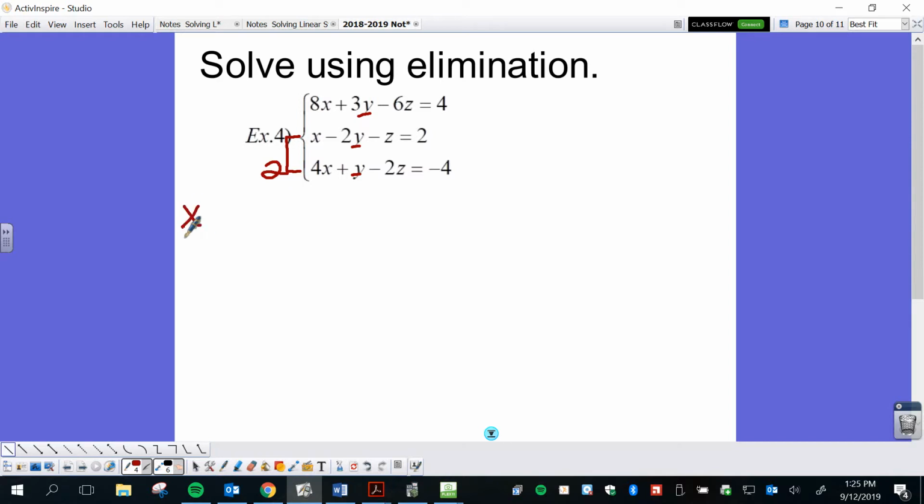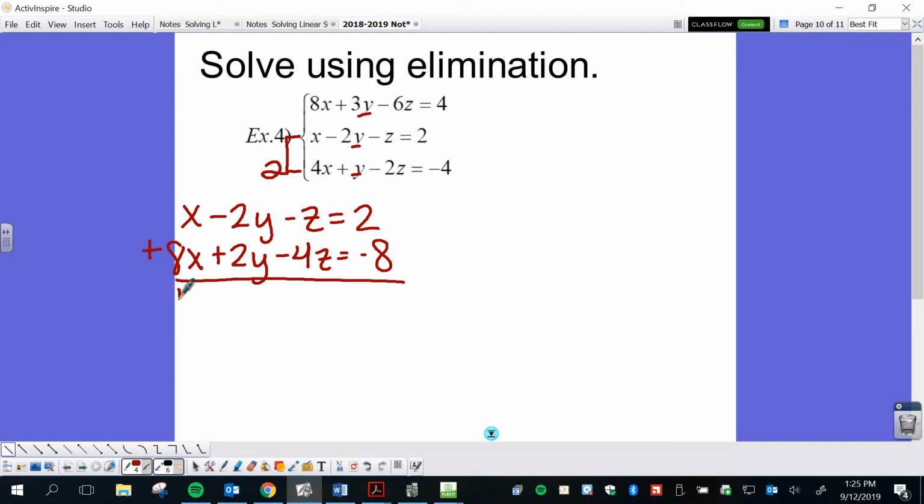So I've got x minus 2y minus z equals 2. And then twice this entire last row. So 8x plus 2y minus 4z equals negative 8. Just got to make sure you multiply that entire row. And then add them together. See what we got. 9x minus 5z equals 2 minus 8, negative 6.